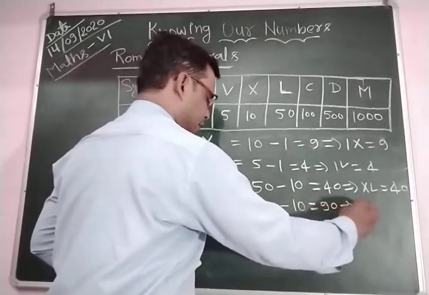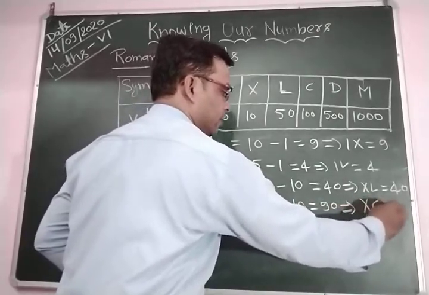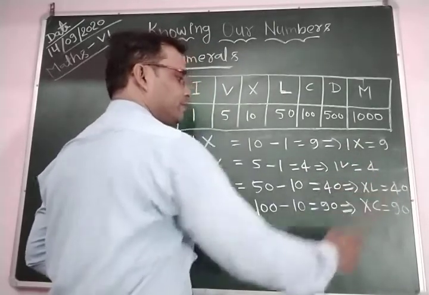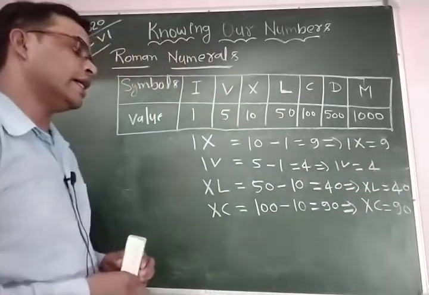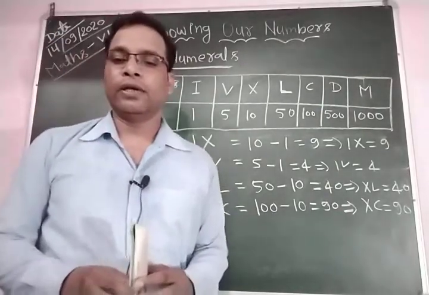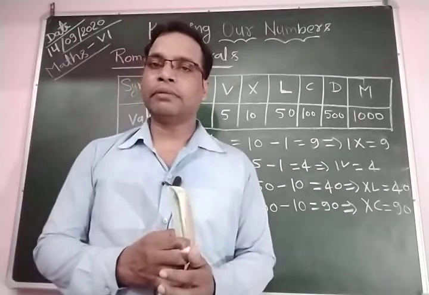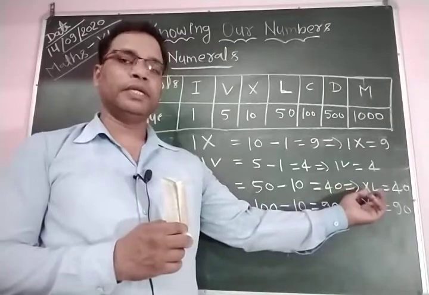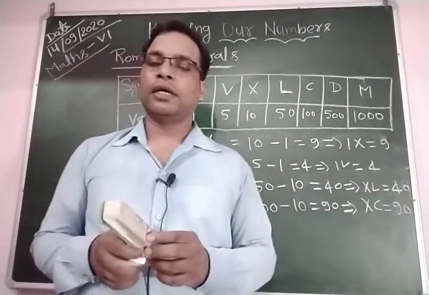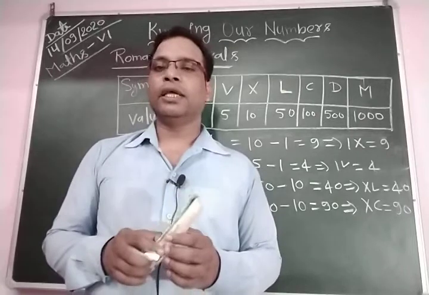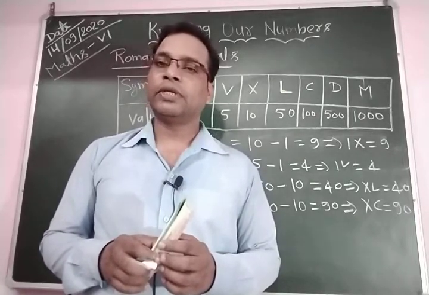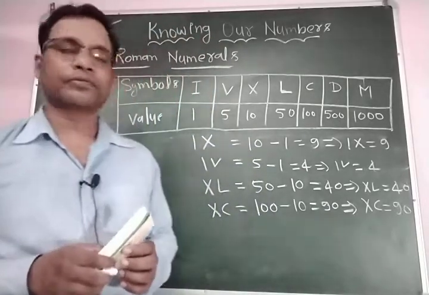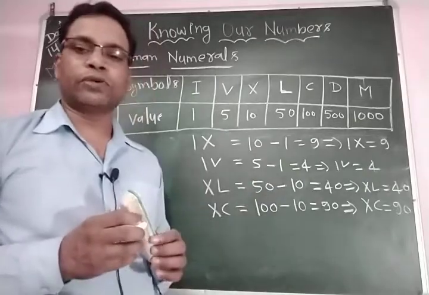Or this implies that you can write XC is equal to 90, IX is equal to 9, IV is equal to 4, XL is equal to 40 and IXC is equal to 9. Okay, so X can be subtracted from L and C. The value of L is 50, so X is only subtracted from L and C. Or you can say X is only written to the left of the symbols L and C. Clear? Now we take some more examples related to these rules.